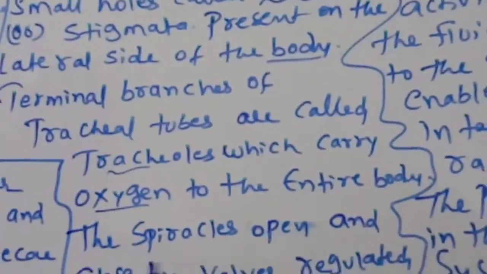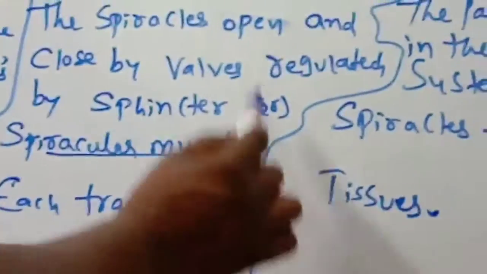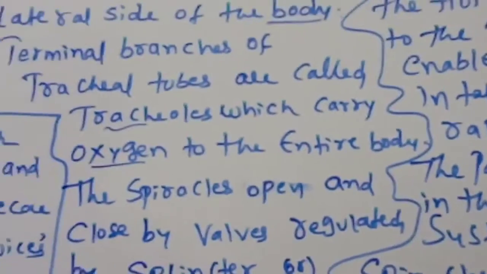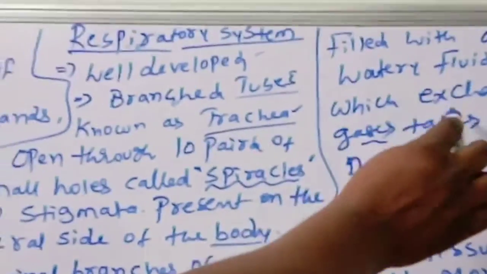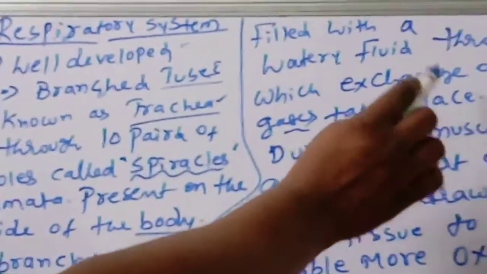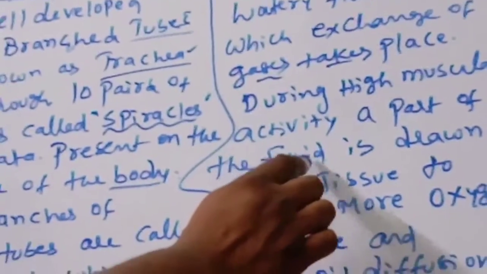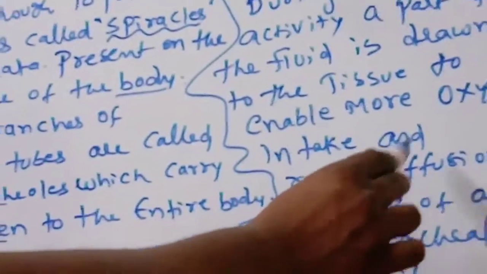The spiracles open and close by valves regulated by sphincter or spiracular muscles. Each tracheole is filled with watery fluid through which exchange of gases takes place. During high muscular activity, a part of the fluid is drawn into the tissue to enable more oxygen intake and rapid diffusion.